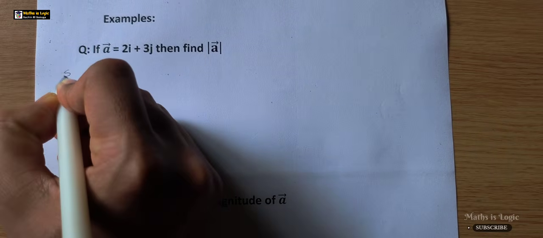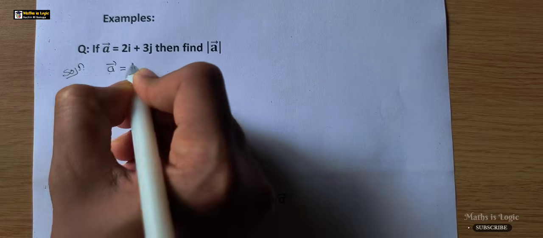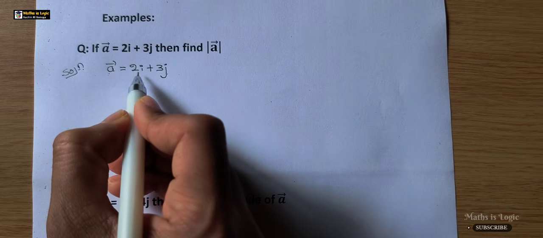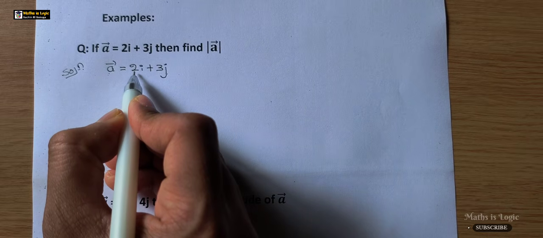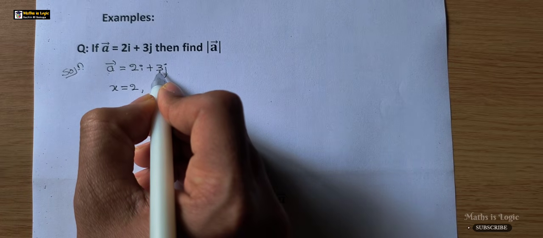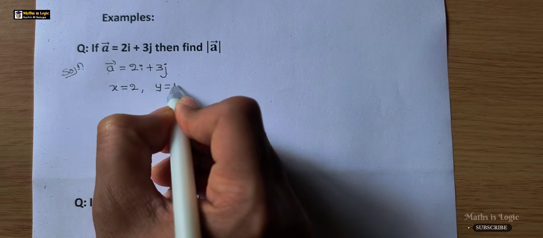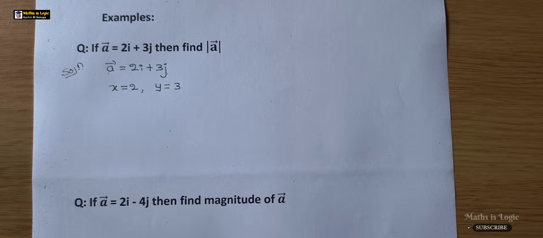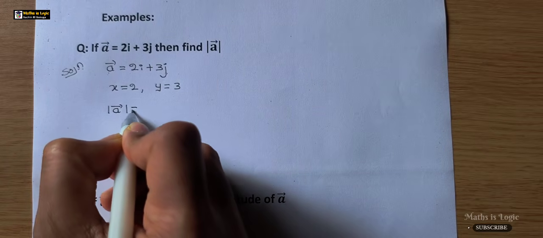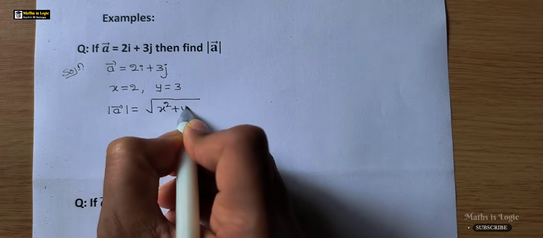So for that, first in the solution, write A vector value. A vector is equal to 2i plus 3j. So now here the i coefficient value, that is 2, consider as x, and the j coefficient value, that is 3, consider as y. So x is equal to 2 and y is equal to 3. So next, write the formula. What is the formula for magnitude? Magnitude of A is equal to square root of x square plus y square.